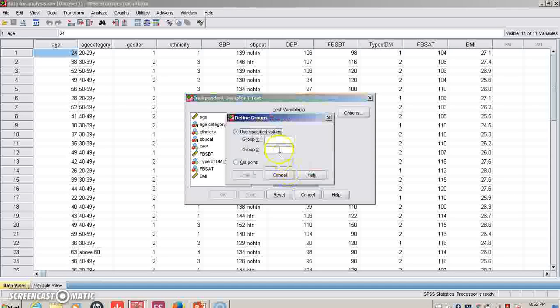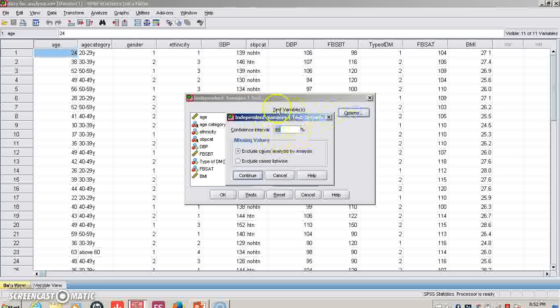Click Define Groups and give specified values for group 1 and group 2. Group 1 I am giving value 1 and group 2 I am giving value 2. It is because I have already given the values, group 1 for males 1 and for females 2. That's why I have given for group 1, 1 and group 2, 2. Then click Continue. Then click Options.